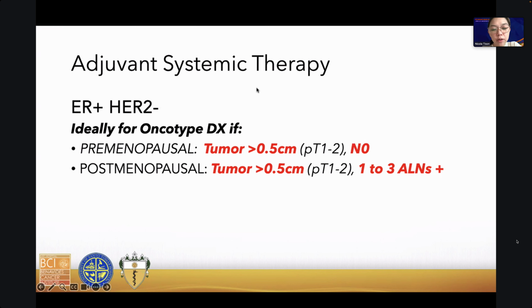So, when do we request for this? If you look through the algorithms, it's really quite confusing. So, I tried to simplify it so it's easier for you to memorize or remember. Ideally, any patient who has an estrogen receptor positive, HER2 negative cancer gets sent for an Oncotype DX if tumor is more than 0.5 cm. In premenopausal women, if they're node negative, for postmenopausal women, we can include those who have 1 to 3 positive lymph nodes. Now, important in this parenthesis, I included pathologic T1 to T2.